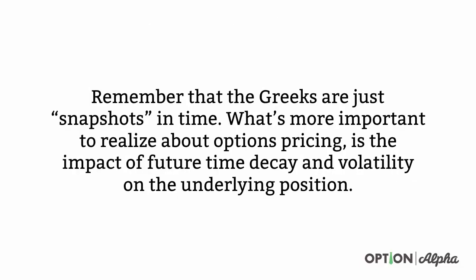Now remember that the Greeks, like we said before, are just snapshots in time. What's more important to realize about options pricing is that the impact of future time decay and volatility can have a huge impact on option pricing, more so than the underlying position and how it moves. We've proved time and time again, and posted many live trading videos, where the stock moved completely against us, where we did not get the directional assumption right, meaning we thought the stock was going to go lower or higher, and we were totally wrong. But understanding the impact of time decay and volatility put us in a position where we could take a profit on a trade, even though we had the underlying direction completely wrong.